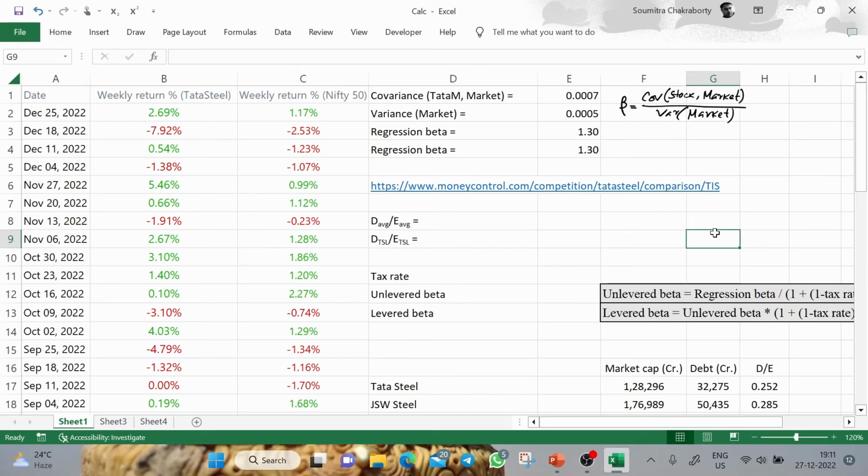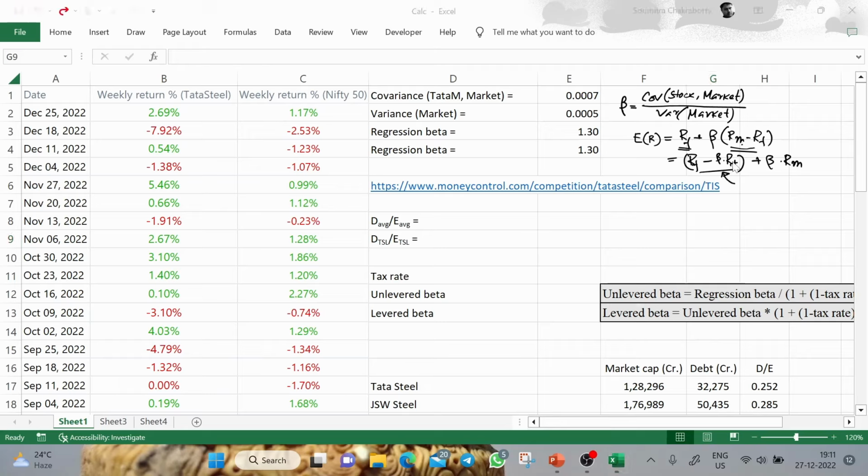Why is this happening? Because we have already discussed the cost of equity formula. This is your cost of equity formula: RF plus beta into (RM minus RF). You may remember that this was the risk-free rate, this was the risk premium, and this is the market return. If you simplify this, it will be RF minus beta into RF plus beta into RM. So it looks like this will be constant, right?